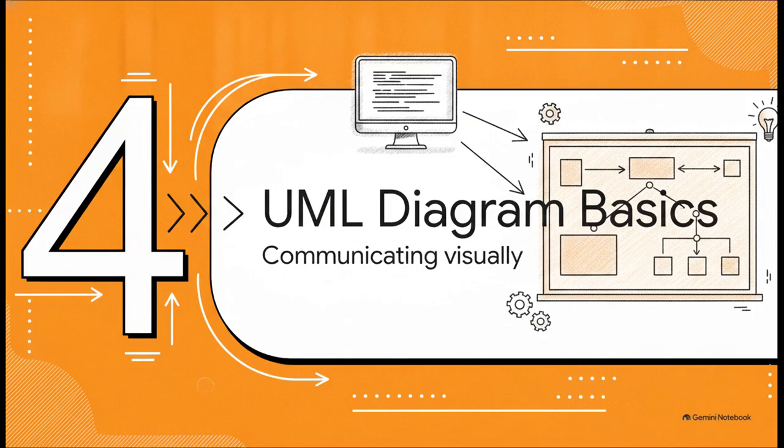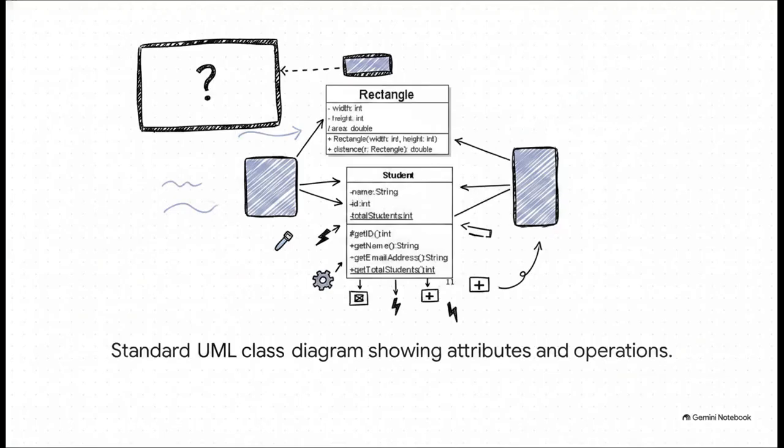Section 4, UML Diagram Basics, Communicating Visually. The standard notation for a UML class is really just structured as a simple rectangle, and it's divided into 3 specific sections, and this brilliantly illustrates the class structure. The top box contains the class name, which, by the way, is italicized if the class happens to be abstract. The middle box houses the attributes, or fields. And finally, the bottom box outlines the operations, which are basically the actions or functions unique to that specific class.